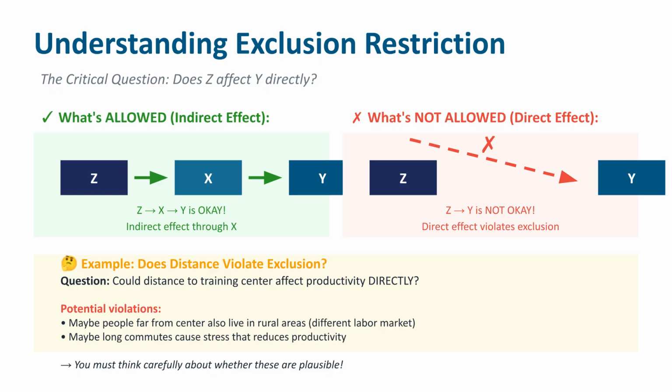The exclusion restriction is the critical part. We only allow z to affect y indirectly through x. Direct effects, where z affects y directly, are not allowed. For example, does distance to the training center directly affect productivity? Potential violations, like stress from long commutes, must be considered carefully.